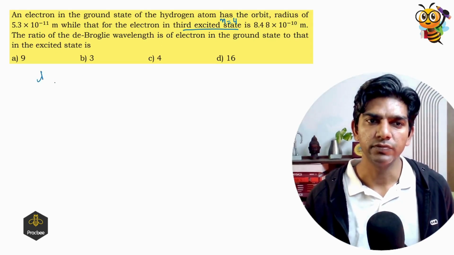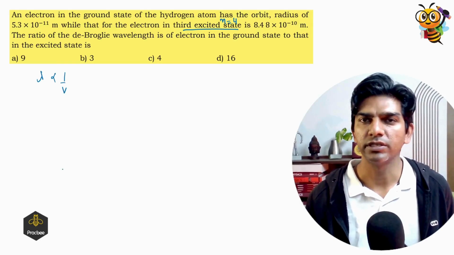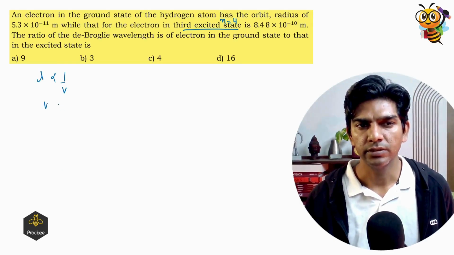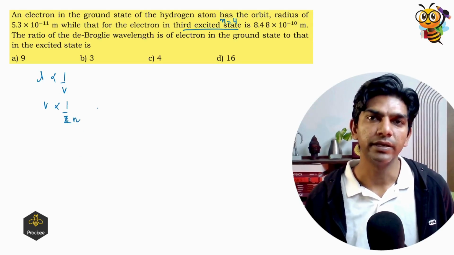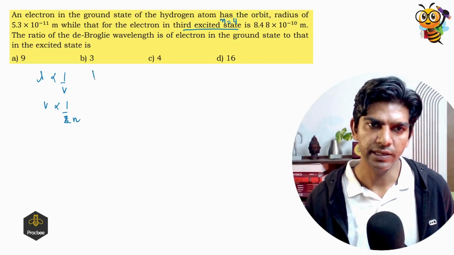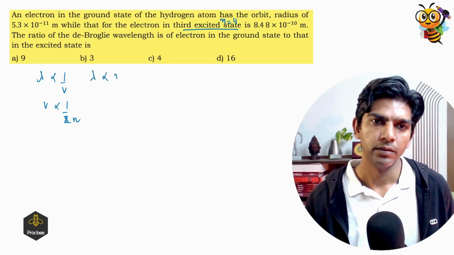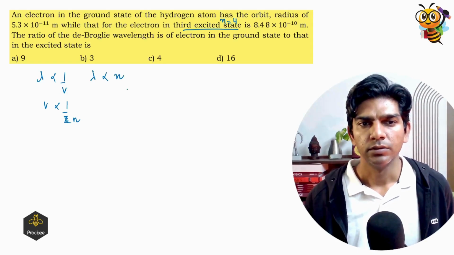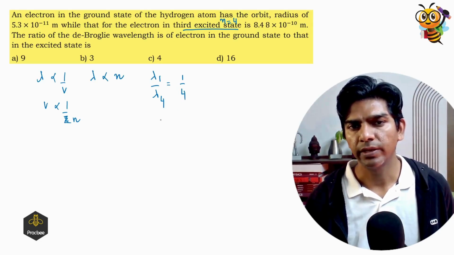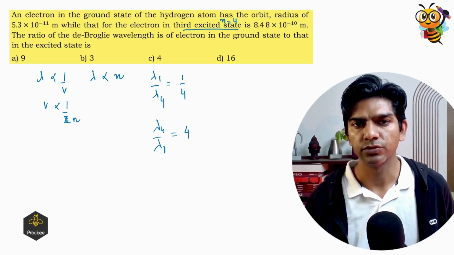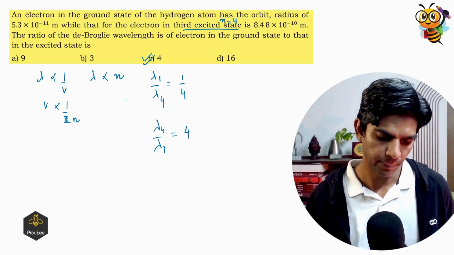So we know that de Broglie's wavelength is inversely proportional to the velocity, and velocity is inversely proportional to the principal quantum number, n. So we can say lambda is directly proportional to n. So lambda 1 divided by lambda 4 will be 1 by 4, right? I think they want us to find lambda 4 by lambda 1, so that will be 4. So in that case, the answer will be C.